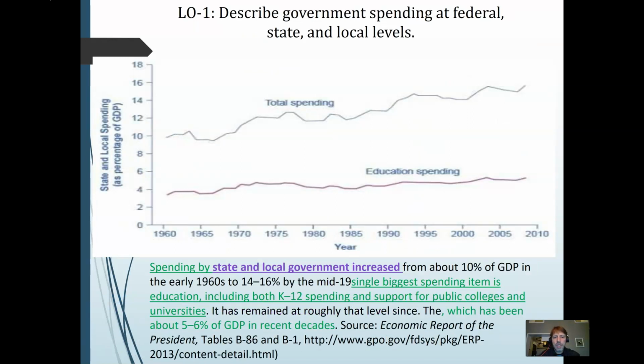Also, we see that state and local government spending has increased, and it's moved from about 10% of GDP to another 15% roughly. And so if we were to combine the two, 35 or over a third of our spending is government related spending. And one big area that they spend on is education, but you see the growth in total spending at state and local levels has outpaced a little bit the way it increases and separates a little further from education.